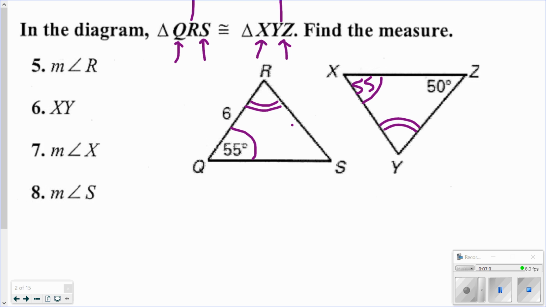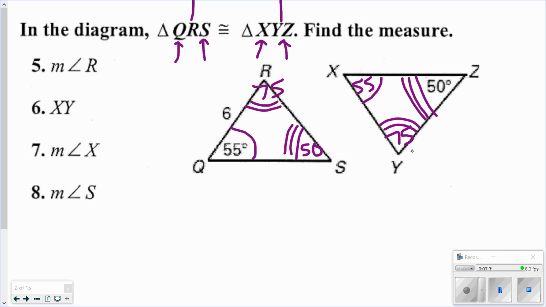So S, I'll do 3 tick marks, and Z are congruent. We see in the diagram that Z is equal to 50, so S is also equal to 50. Now before I'm done, I am going to figure out what is the measure of angle R and Y. They are going to be the same. We know that when I add up the angles in a triangle, it adds up to 180. So that means that R has to be 75 and Y has to be 75.